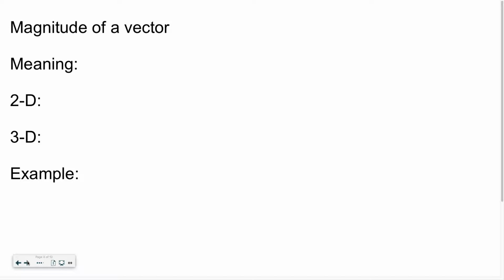So let's talk about magnitude of the vector. First of all, when we're finding a magnitude, what are we actually finding? Emily? The size of it. The size in what regards? Like the length. Okay. Magnitude is the length of our vector.